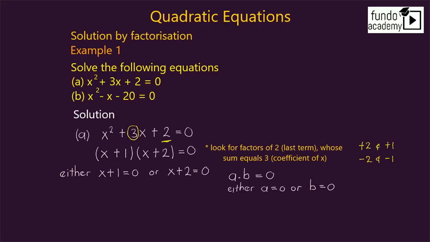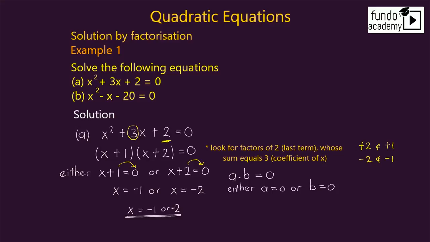And solving these two simple linear equations, here shifting 1 to the right hand side and here shifting 2 to the right hand side, we'll have x being equal to negative 1 or x being equal to negative 2, and that's our solution. X is equal to negative 1 or negative 2. So that's our solution to part A. Alright, let's go on to part B.